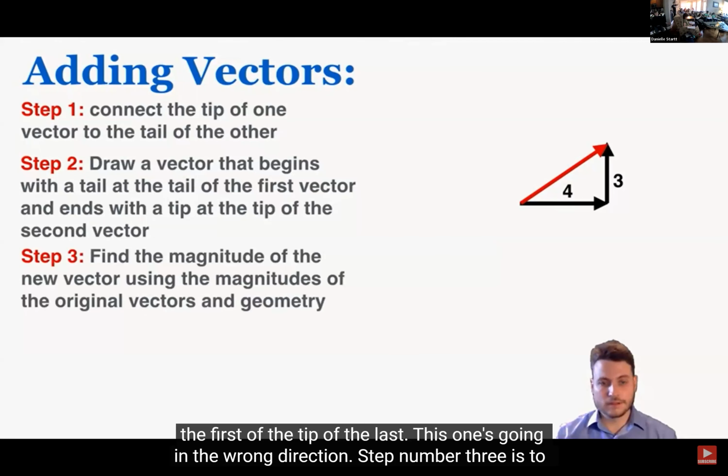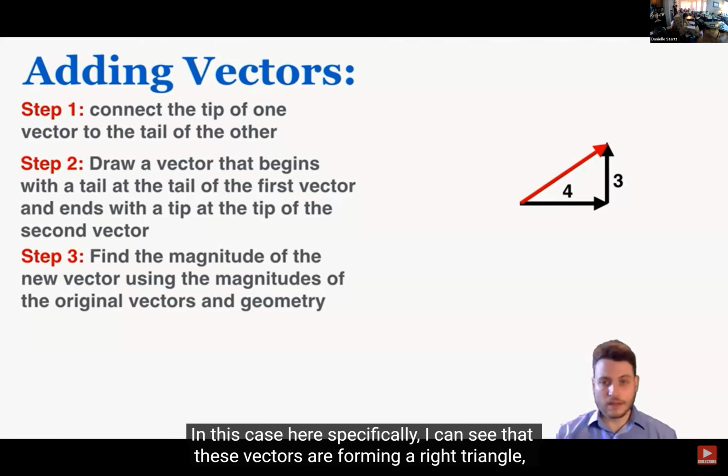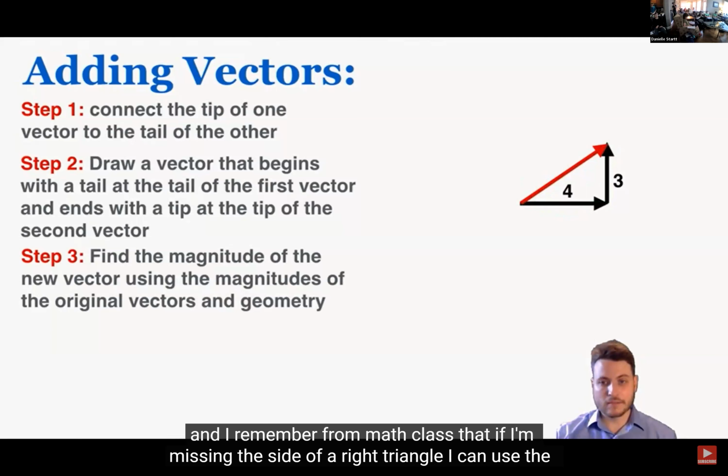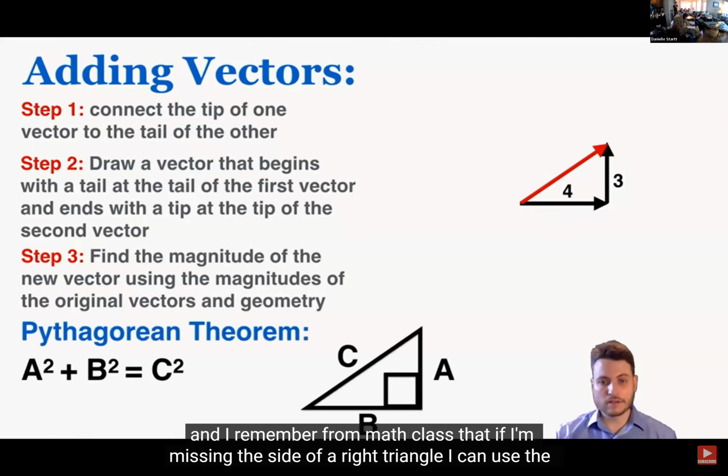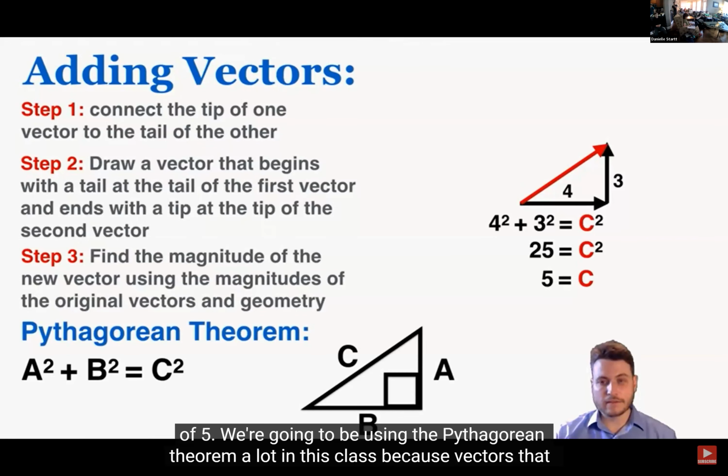Step number 3 is to find the magnitude of the new vector using the magnitudes of the original vectors and geometry. Specifically, I can see that these vectors are forming a right triangle. And I remember from math class that if I'm missing the side of a right triangle, I can use the Pythagorean theorem, a squared plus b squared equals c squared. So plugging in my numbers here gets me a final vector value of 5.